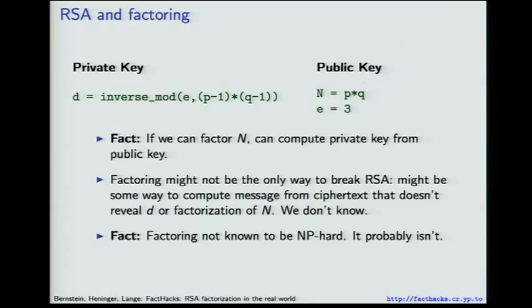What is the relationship between RSA and factoring? Now, you can see easily from the formula, from the private key here, that if you know how to factor n into its prime factors p and q, then you can just compute d, the decryption exponent, your private key. So clearly, if you can factor n, you can compute the private key.